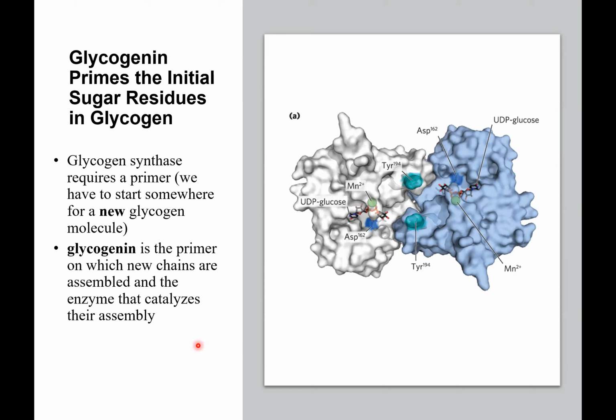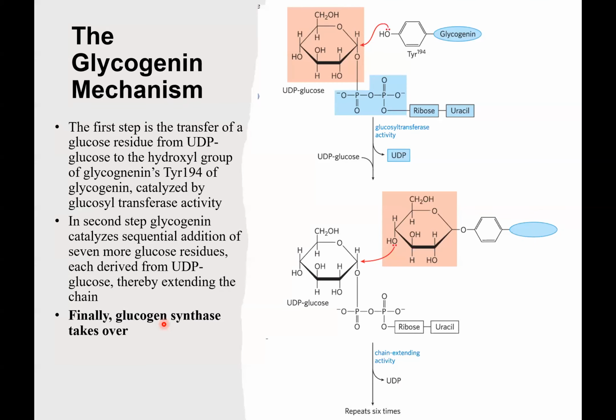So it is going to actually catalyze the assembly. So let's just take a look. For the glycogenin to actually work, the first step here is the transfer from UDP glucose, so again, we have a UDP glucose, to the hydroxyl group of glycogenin's tyrosine, specifically tyrosine 194. So let's just take a look at that, right?